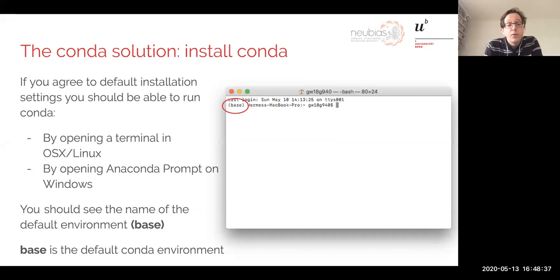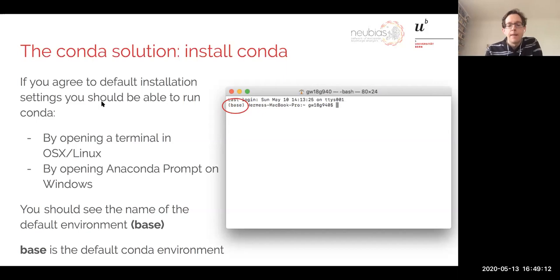Then, if everything went all right and you agreed to all the defaults, the next time you open the terminal on Linux or Mac, you open the terminal. In Windows, you have to open what is called the Anaconda Prompt, which is software that gets installed when you install Miniconda or Anaconda. The next time you open your terminal, you will see an additional thing before your username, called base. And base is the base environment of conda.